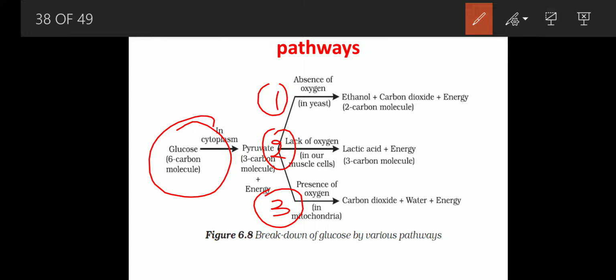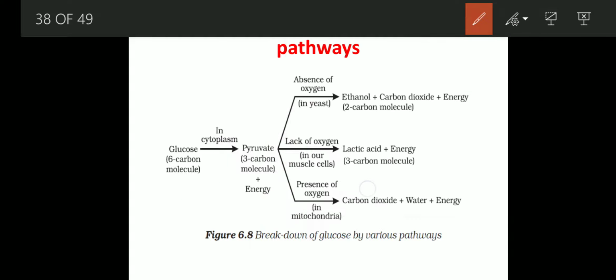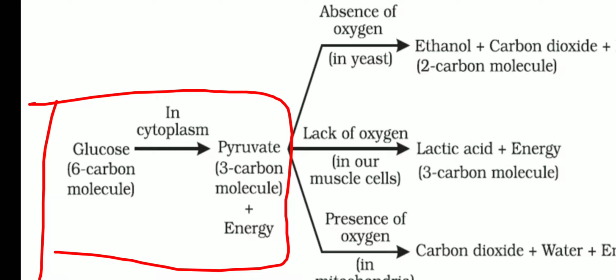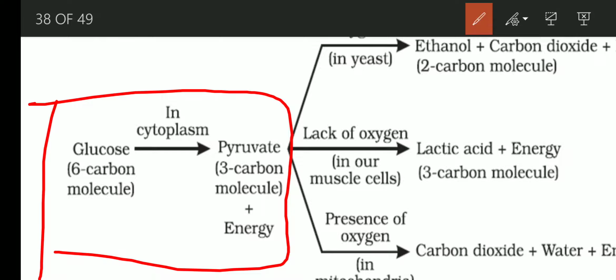But before moving to these 3 types, there is a common reaction. This reaction is common for all 3 pathways. What is this reaction? Here, let me zoom it in. Yes, conversion of glucose into pyruvate, followed by release of energy. So this is a common reaction. In all three types of pathways, this will happen.